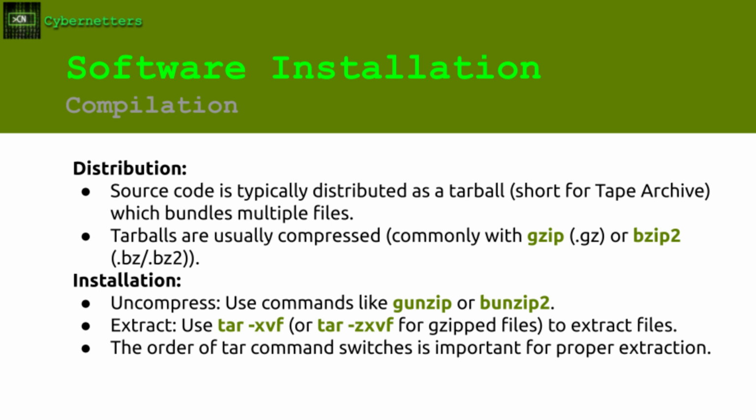For example, if it's gzipped, you might do something like tar -zxvf filename.tar.gz. This unzips, extracts, shows progress, and reads a file, and the order of these switches matters. So after that, you can usually run the classic ./configure, make, make install sequence. A tarball is just a convenient bundle of files compressed to save space. Once you unpack it, you're ready to configure and compile your software.